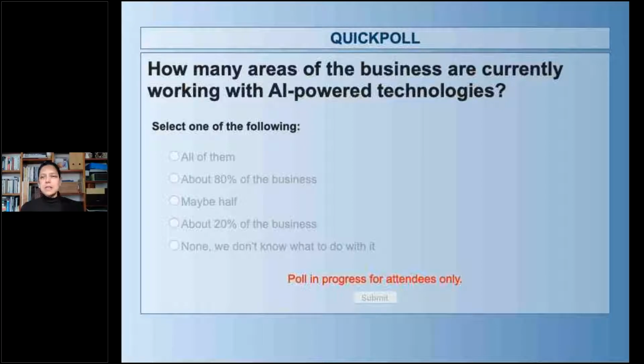And can we see the results? Stroke of magic.